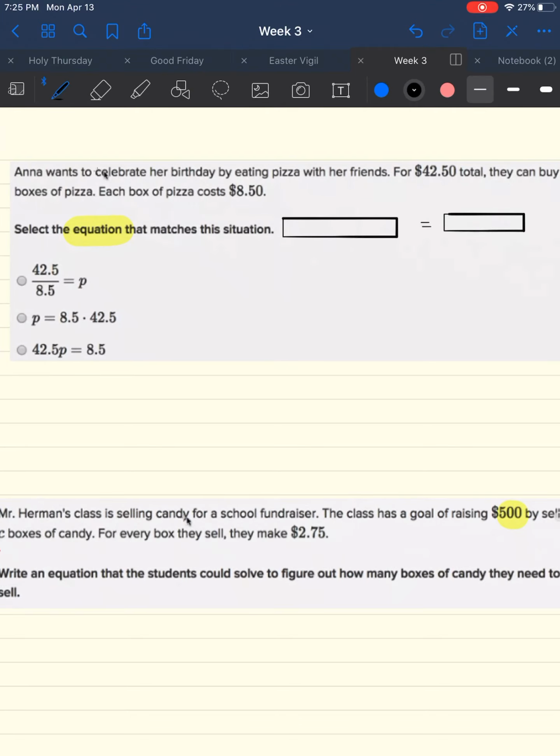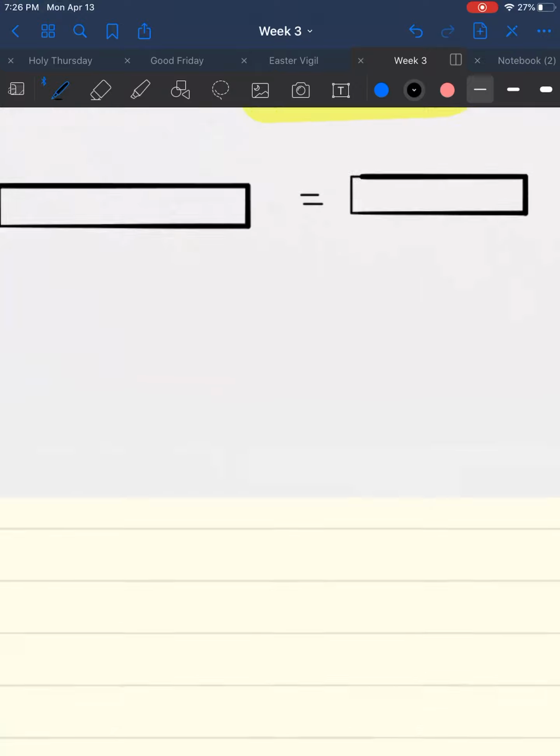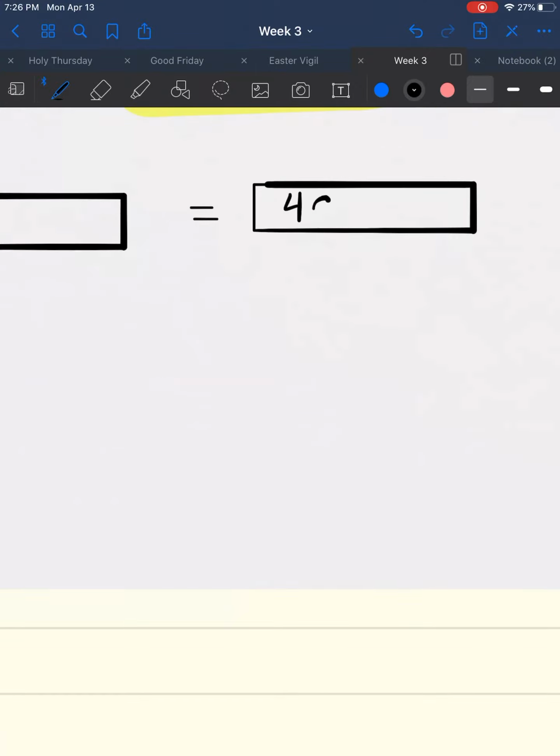So automatically, I notice something very important. I notice that the total is $42.50. How do I know that? It says it right here. So therefore, I'm going to go ahead and place that on the right side at $42.50.